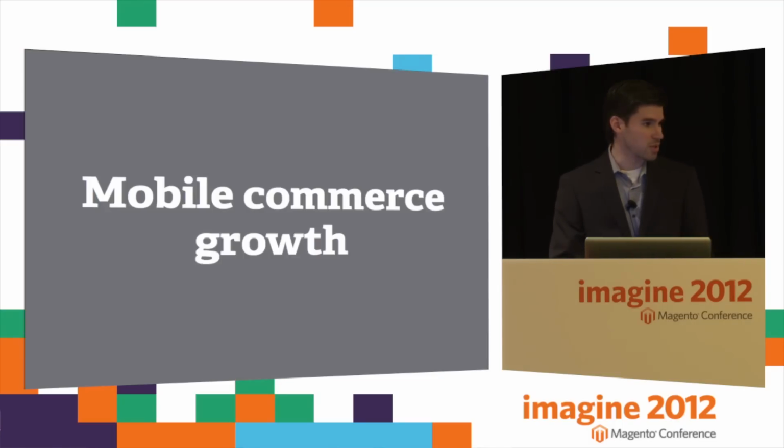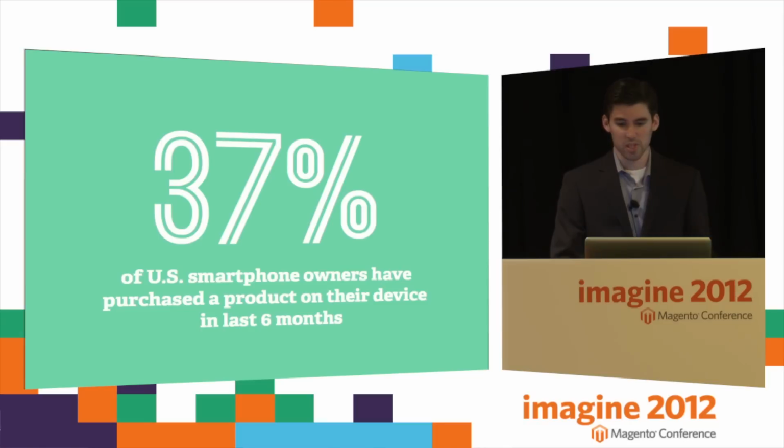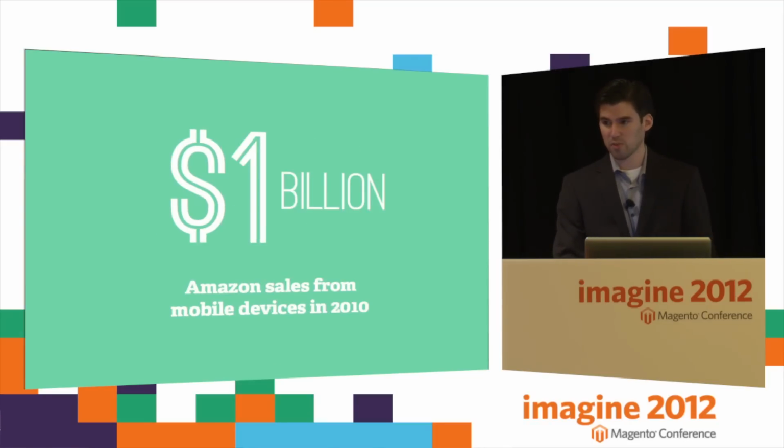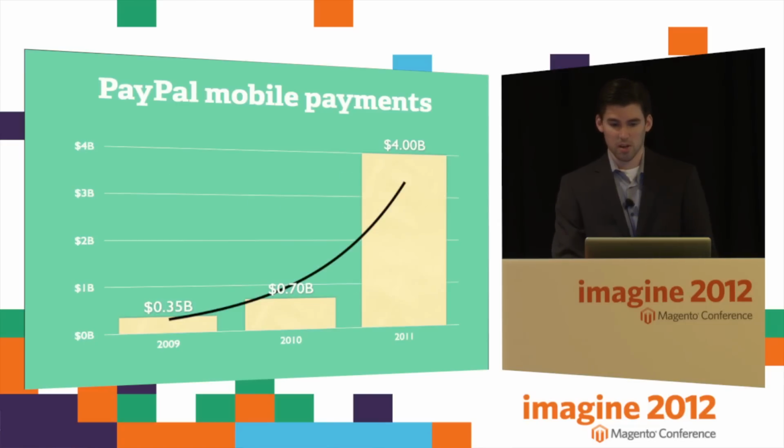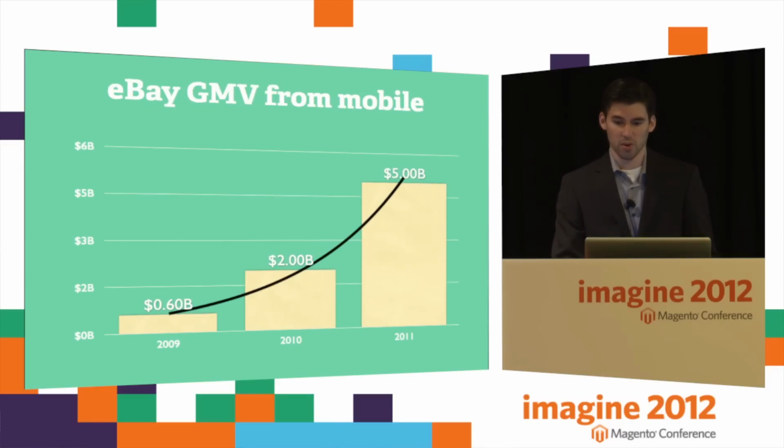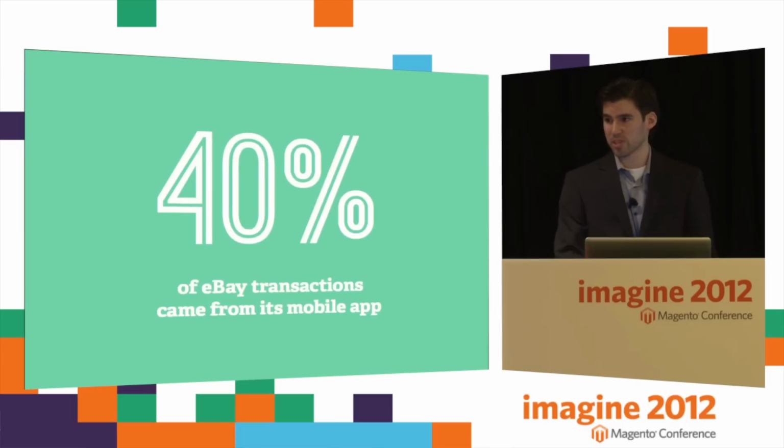Mobile commerce is growing just as fast. 37% of US smartphone owners have purchased a product on their device in the last 6 months. Amazon's revenue from mobile devices was over $1 billion in 2010. PayPal's mobile payments topped $4 billion in 2011, and eBay's gross merchandise volume from mobile topped $5 billion last year, and 40% of their online transactions came from its one-year-old mobile app.